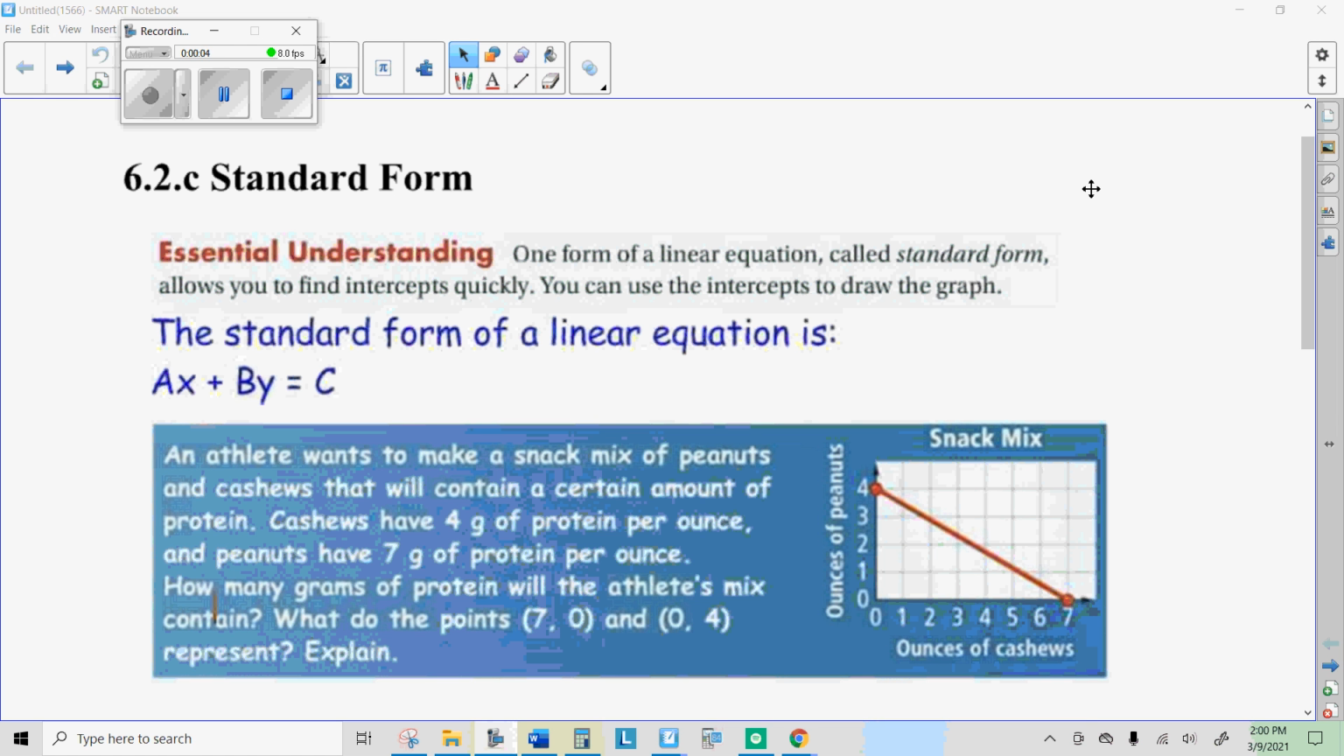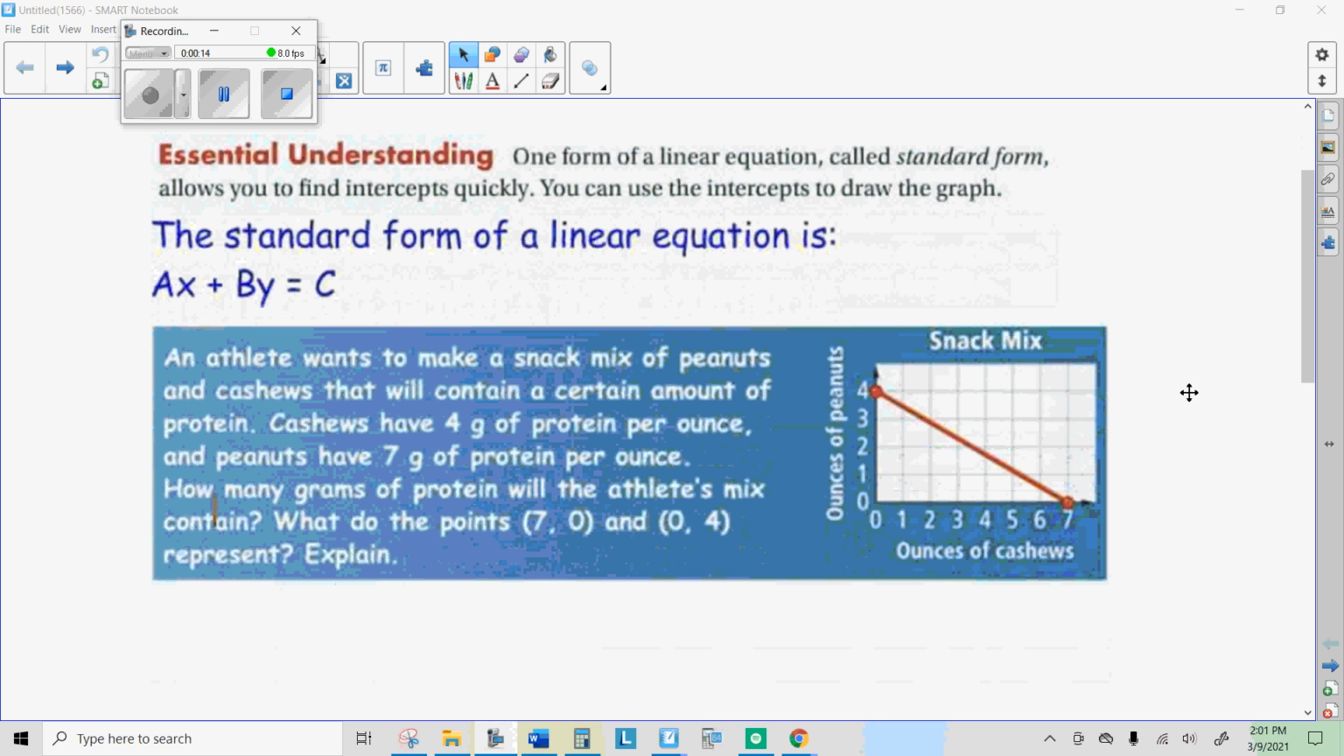It's Mr. Hermanson again. Today I'm going to introduce you to another form of a line. It's called standard form. This form works really well for representing certain types of problems. And it looks like this: ax plus by equals c. The bad thing about it is it's really hard to tell what the slope and the y-intercept are, but for the kinds of situations that we use it, we don't really need to know that.